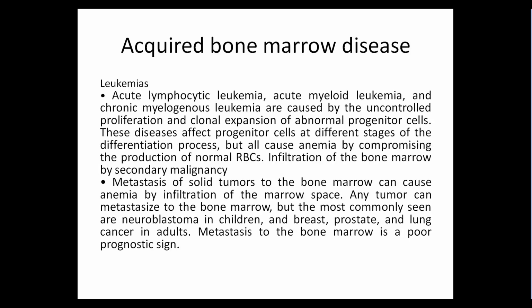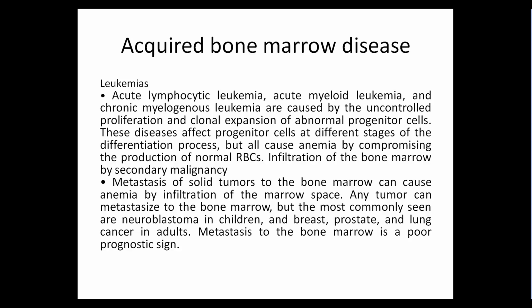Leukemias: acute lymphocytic leukemia, acute myeloid leukemia, and chronic myelogenous leukemia are caused by the uncontrolled proliferation and clonal expansion of abnormal progenitor cells. This disease affects progenitor cells at different stages of the differentiation process, but all cause anemia by compromising the production of normal red blood cells.